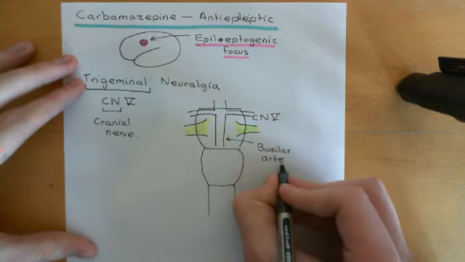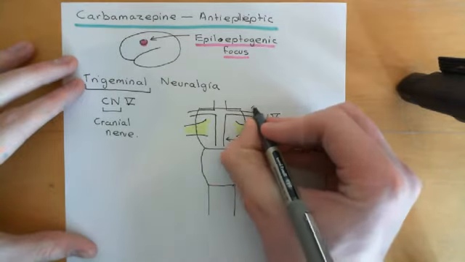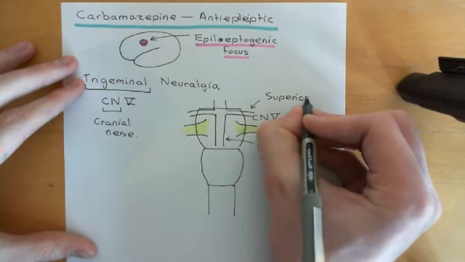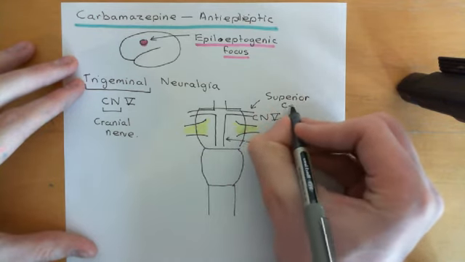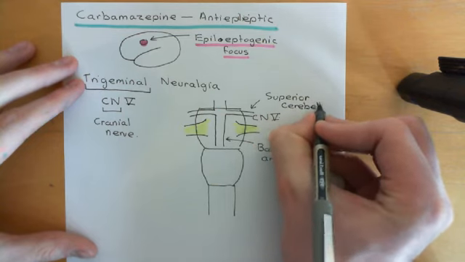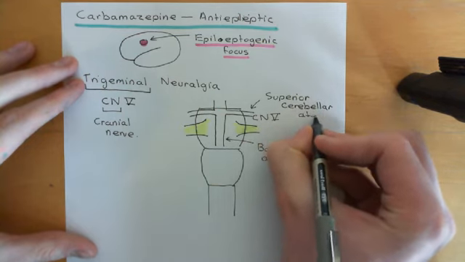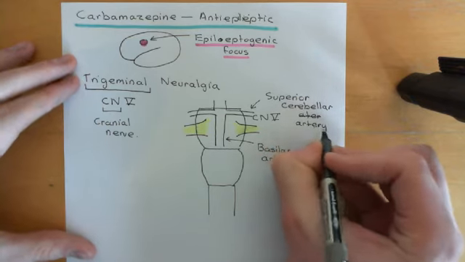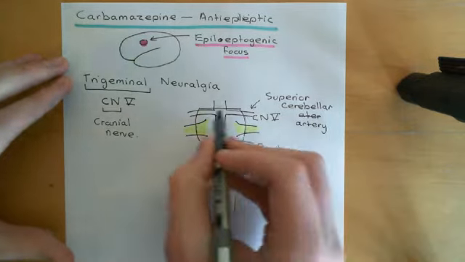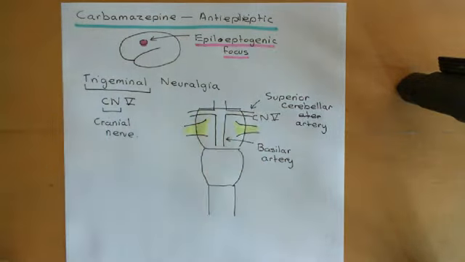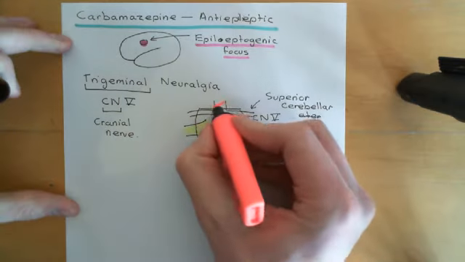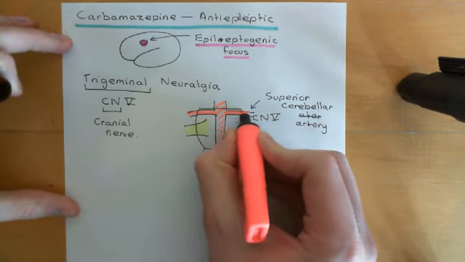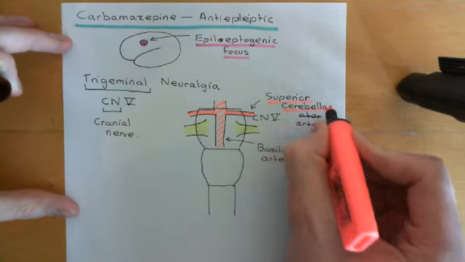I'll label these up in a moment. So this is the basilar artery, and these two branches are the superior cerebellar arteries: the left superior cerebellar artery and the right superior cerebellar artery. These supply the top of the cerebellum with blood, because the cerebellum is behind all of this, and these go back and supply the top of the cerebellum. So let's colour these in. Here we have the basilar artery, and the superior cerebellar arteries coming off there.